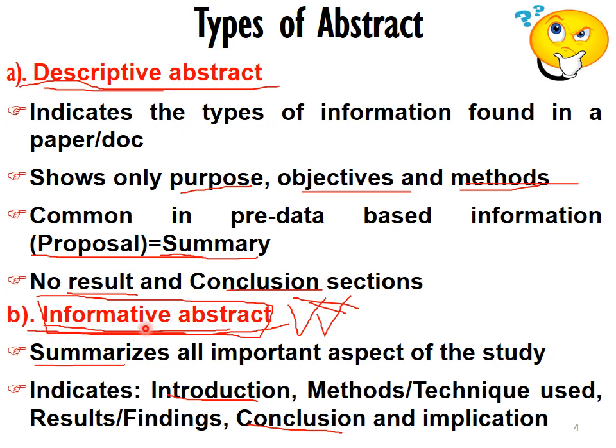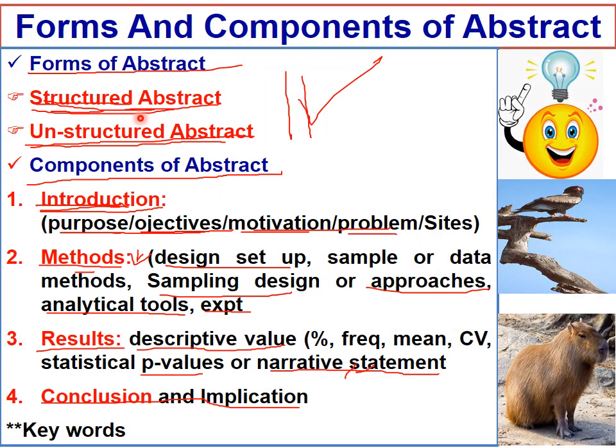Today we are going to discuss this informative kind of abstract because it's the one for which I will tell you all the elements that one should take into consideration while writing an abstract. This informative abstract can be divided into 2 forms. We have the structured abstract and the unstructured abstract. What is a structured abstract and what is an unstructured abstract? To understand this properly, I should first take you to the components of abstracts.